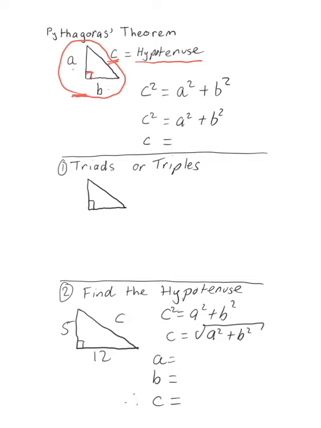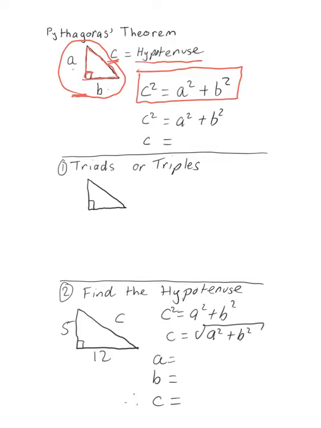Now the theorem is as simple as this. C squared equals A squared plus B squared. That means that the length of side C, if you square it, would equal this side here squared plus this side here squared. And it always works.